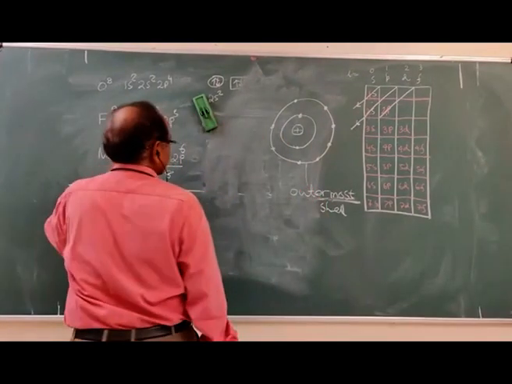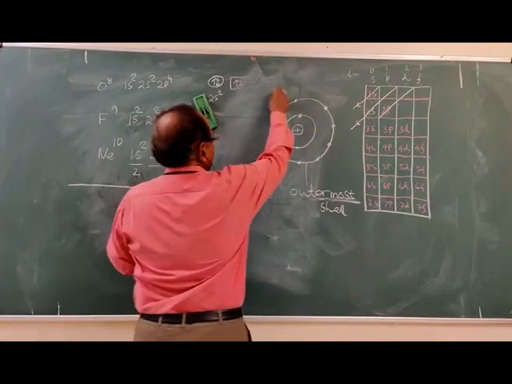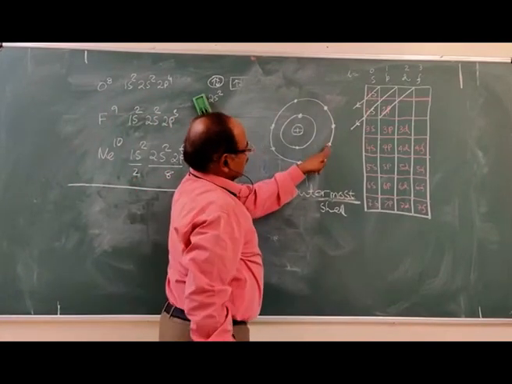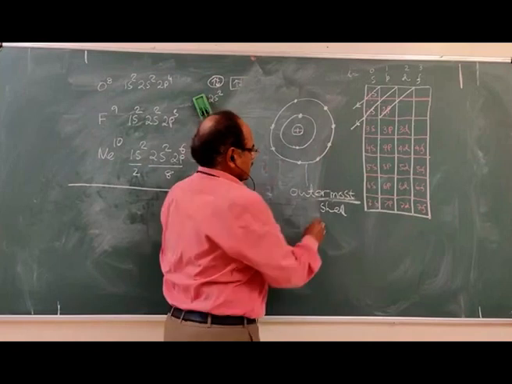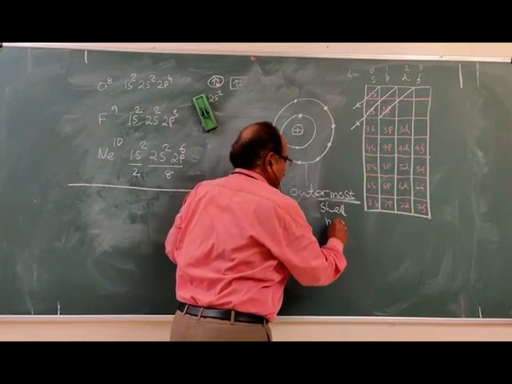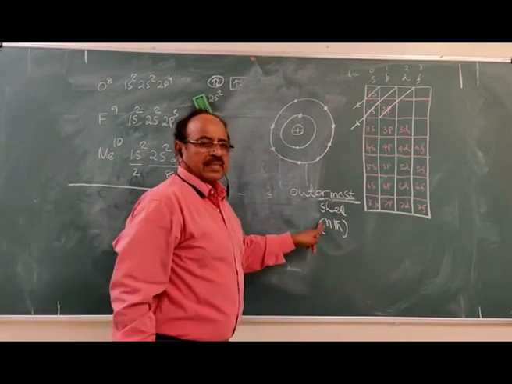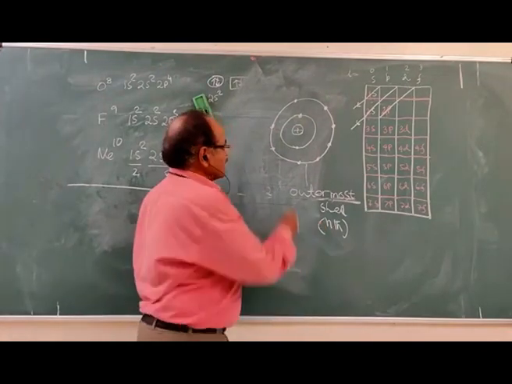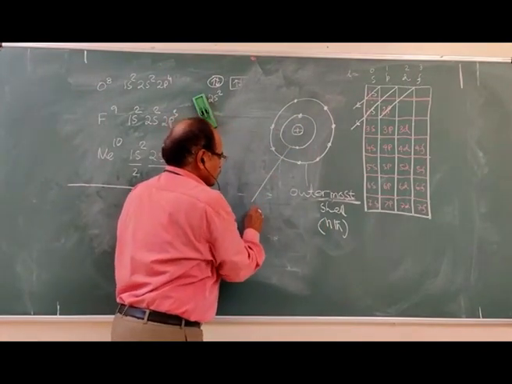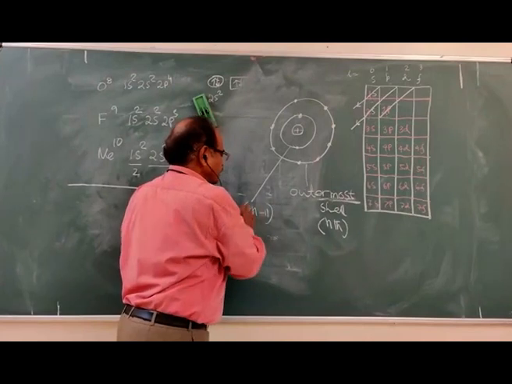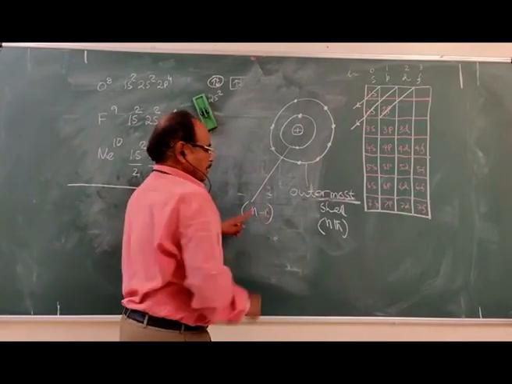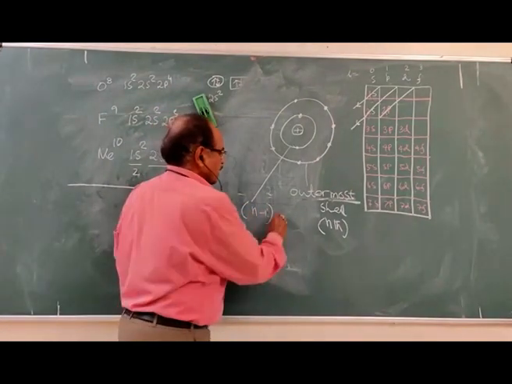Now we have completed the second shell of the periodic table, and this is the outermost shell. The outermost shell is called the nth shell. And the shell before the outermost is the n minus 1 shell. This is the n minus 1 shell.